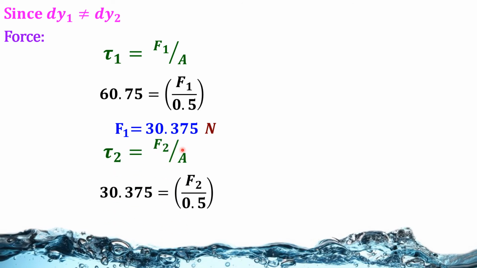Since dy1 is not equal to dy2, we are going to calculate the force for two different conditions. First, tau1 is equal to F1 by A. We know tau1 as 60.75 and the area A as 0.5. Substituting it, we get F1 is equal to 30.375 Newton. Next, tau2 is equal to F2 by A. Tau2 is 30.375 and A is 0.5. Substituting the values, we get F2 as 15.1875 Newton.